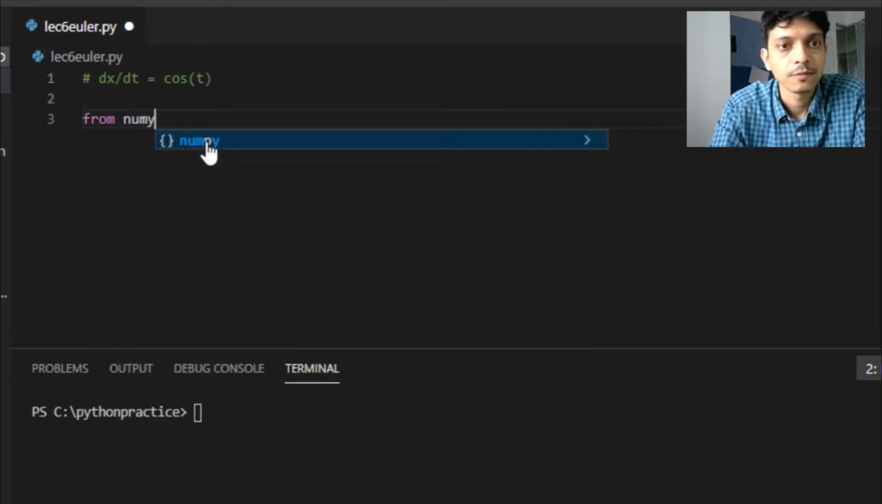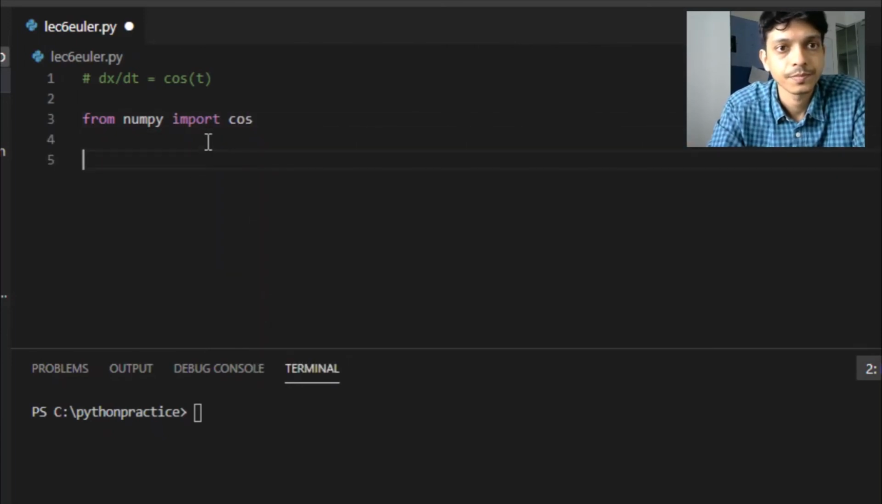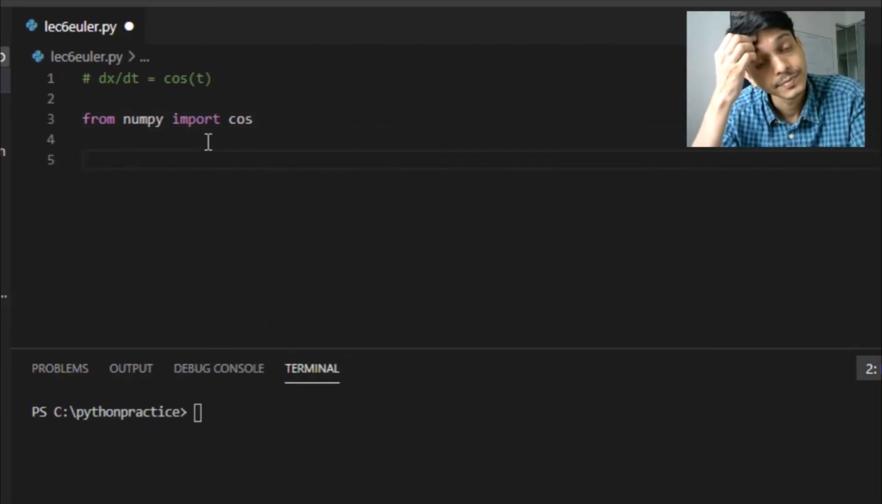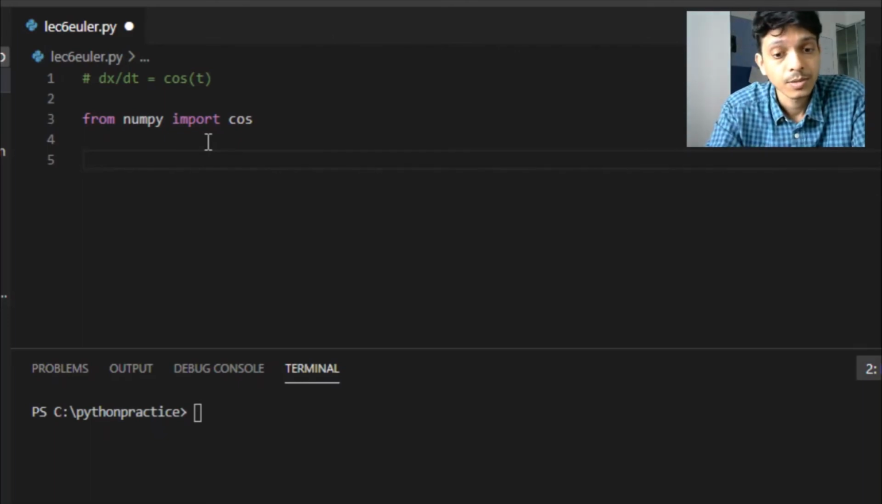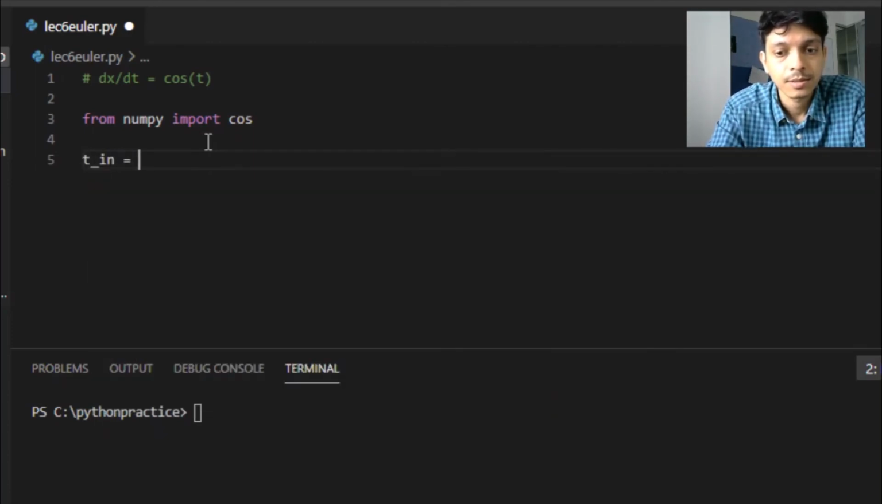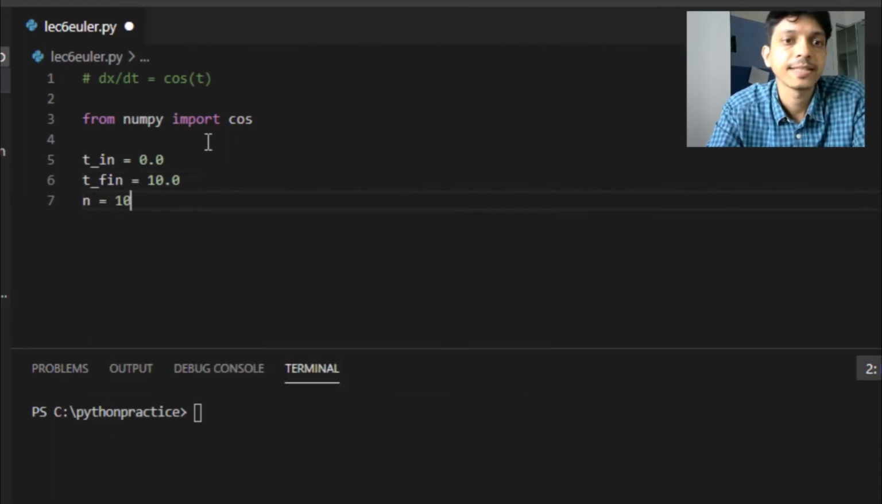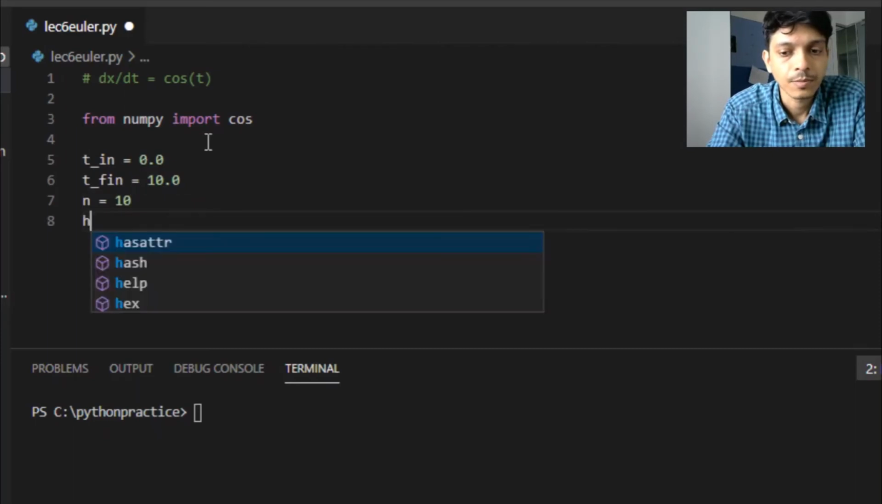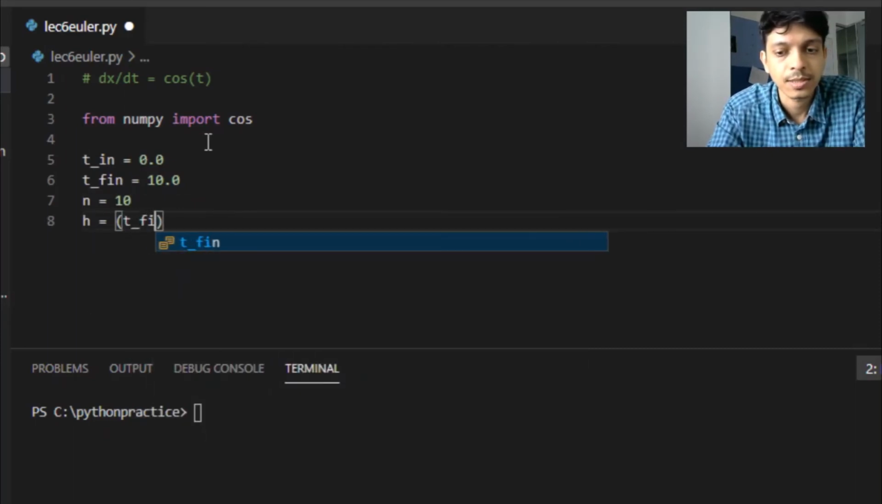Okay, so let's see. First, let's import cosine. How should I start? Let's start with our t initial and t final. I'm going to start t initial from 0 and solve this differential equation going up to 10. How many steps do I want to take? Let's take 10 steps first and see what we get. I'm going to define my h as t final minus t initial divided by n.